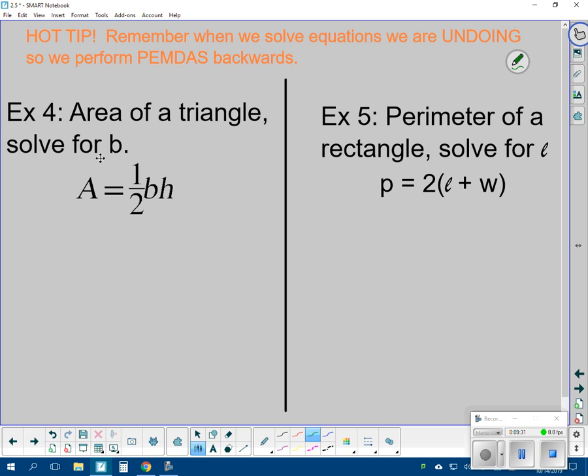Number 4, area of a triangle, we want to solve for b. Whatever variable you are solving for, please circle it. Then write down PEMDAS and mark whatever operations you have. So what is happening to b? B is being multiplied by 1/2, and it's being multiplied by h. So the only operation we have to undo is multiplication.